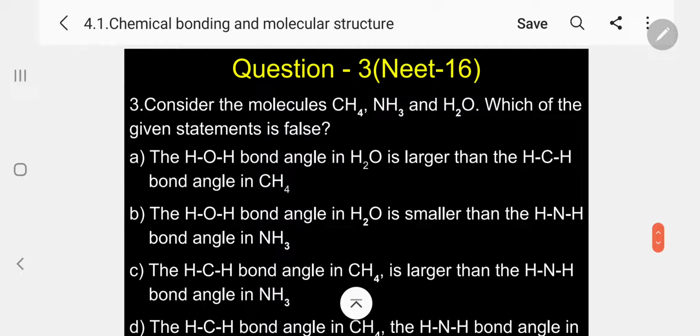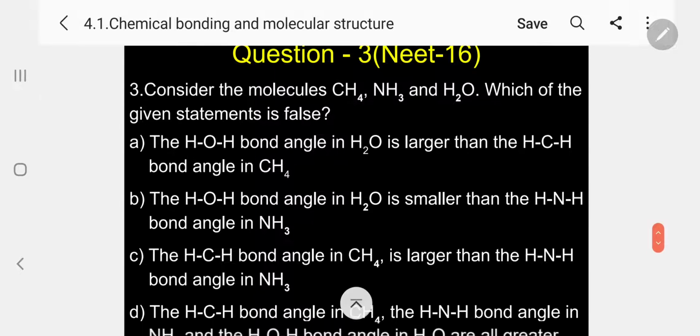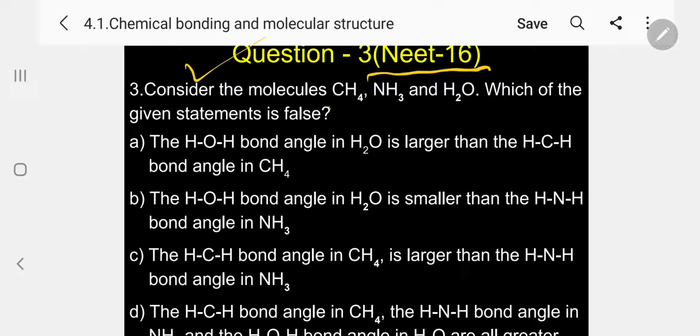Now let me go for question number 3. Now it will be useful to you. Whatever information I have given to you, now it will be useful. This is the question asked in NEET 2016. Please follow. Consider the molecules CH4, NH3 and water.